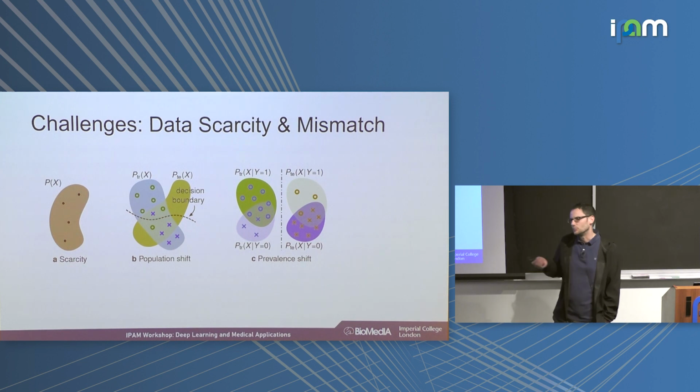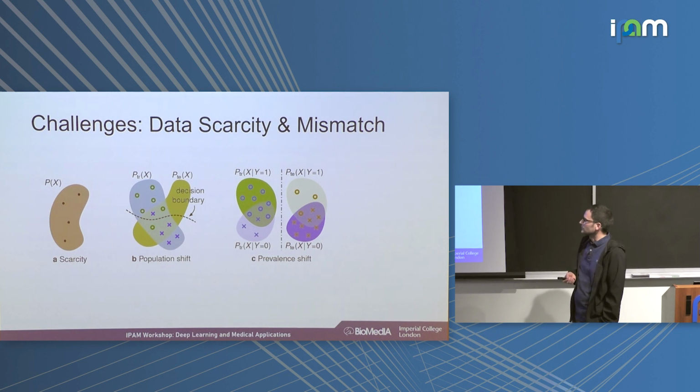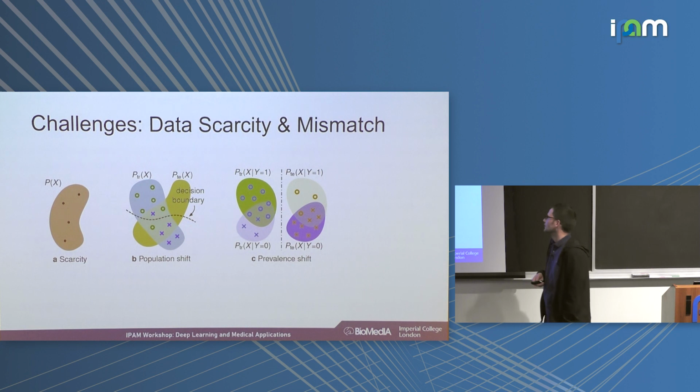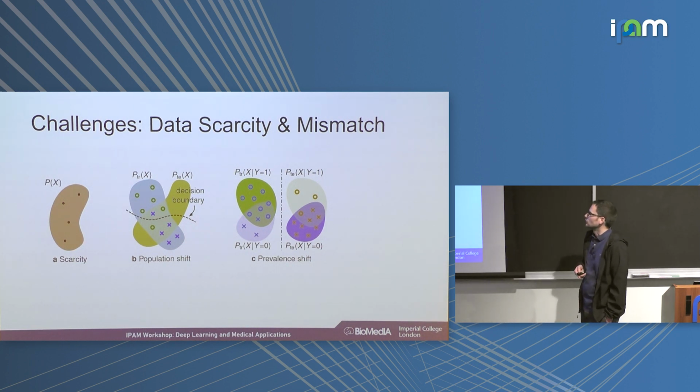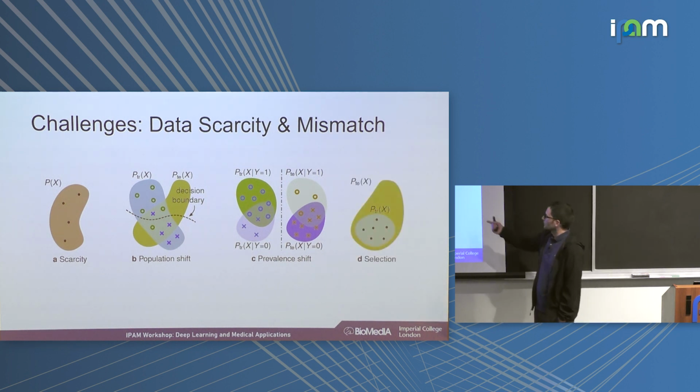Maybe it's a repurposing of some retrospective data, and you might have prevalences in that data that are actually unrealistic or different from the prevalence, for instance, of the disease status that you see at test time. So that could happen as well. There are other issues about the selection.